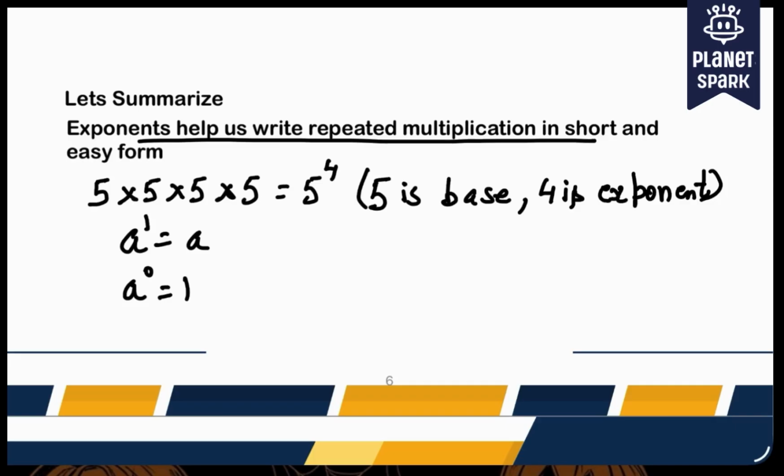Now, exponents are repeated multiplication. 5 into 5 into 5 means 5 raised to the power 4. 5 is the base, 4 is the exponent. Remember that any number raised to the power 1 is the same number. Any number raised to the power 0 is 1.